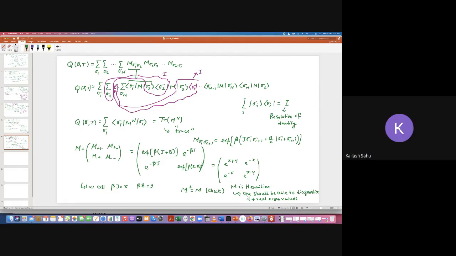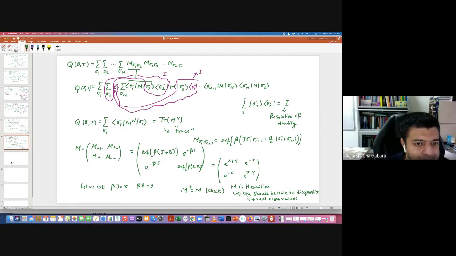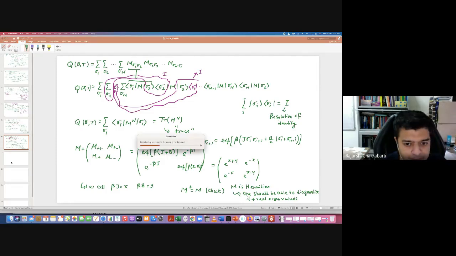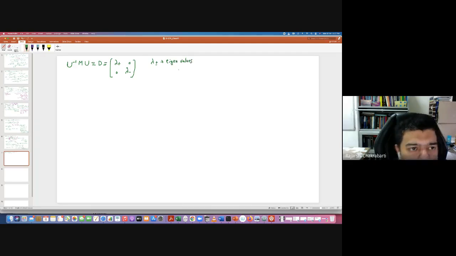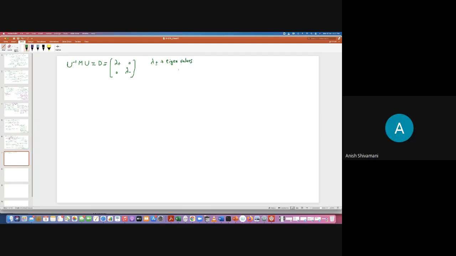Okay? Yes, sir. So now let us diagonalize this matrix, formally at least. Formally I can write that there will be a unitary matrix. I can do a similarity transformation and write U inverse M U. This will give me a diagonal matrix, where I'll have two eigenvalues, lambda plus and lambda minus. Convinced? This is not a very difficult thing to do.